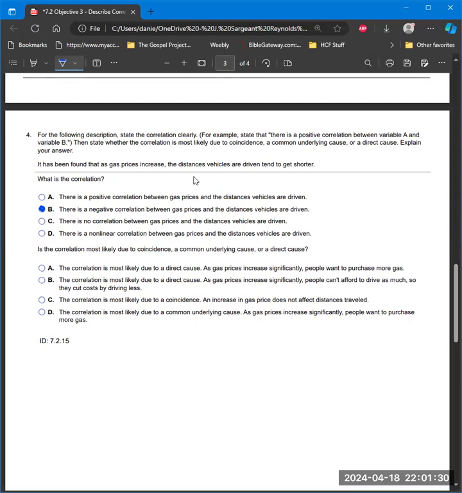And is there a correlation? Yeah, there's a direct cause. B, the correlation is most likely due to a direct cause. As gas prices increase significantly, people can't afford to drive as much, so they cut costs by driving less. They look for other kinds of transportation as well to get around locally: walk, ride their bike, carpool, take public transportation, all those types of things.